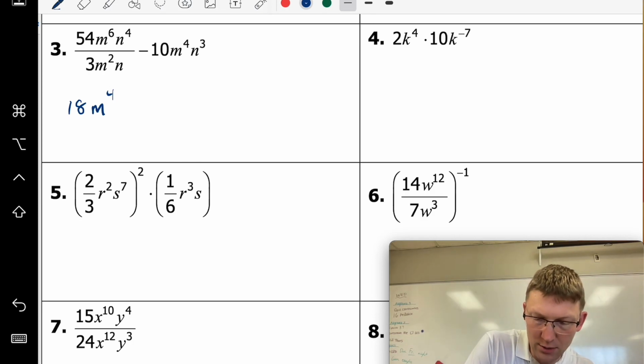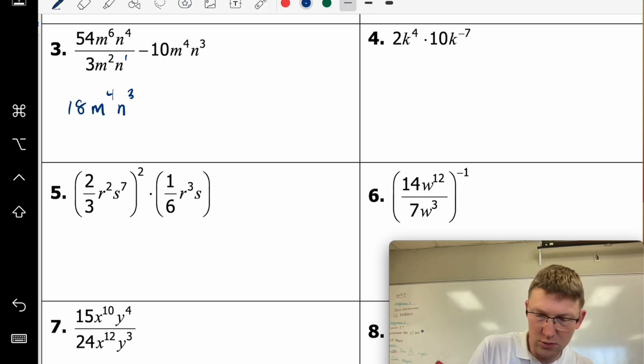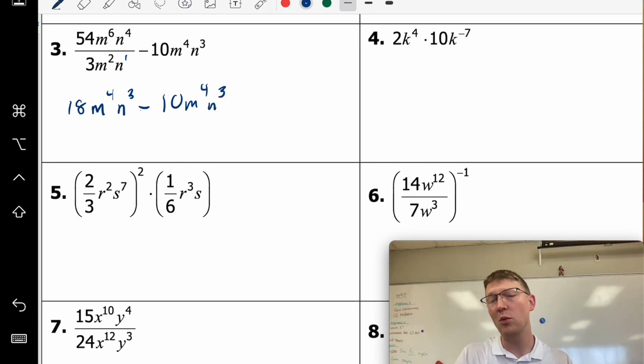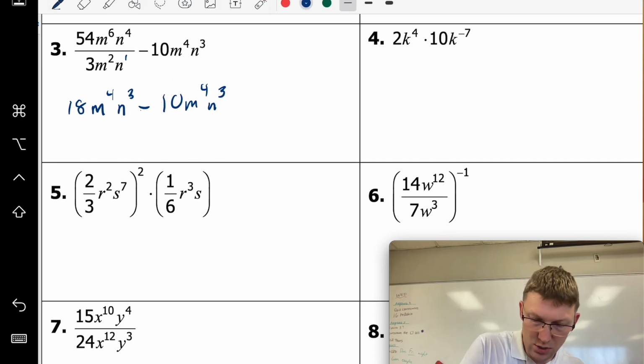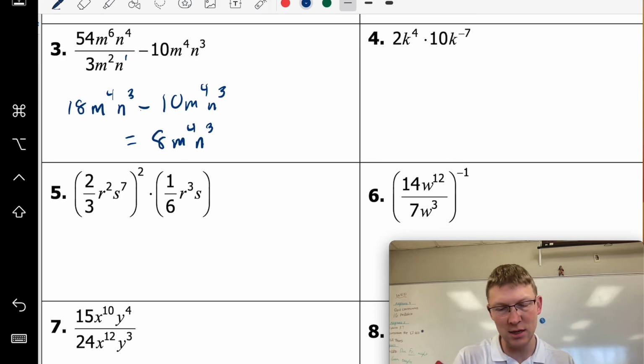N squared over n to the 5th, there's an implied 1 there, we're just going to have n cubed. Then we've got our 10m to the 4th n cubed. We haven't really gone over this just yet, but you're going to see it no matter what. Anytime you have like terms, m to the 4th n cubed, m to the 4th n cubed, you can combine those like terms. So we're going to have 8m to the 4th n cubed. I just took 18 minus 10.